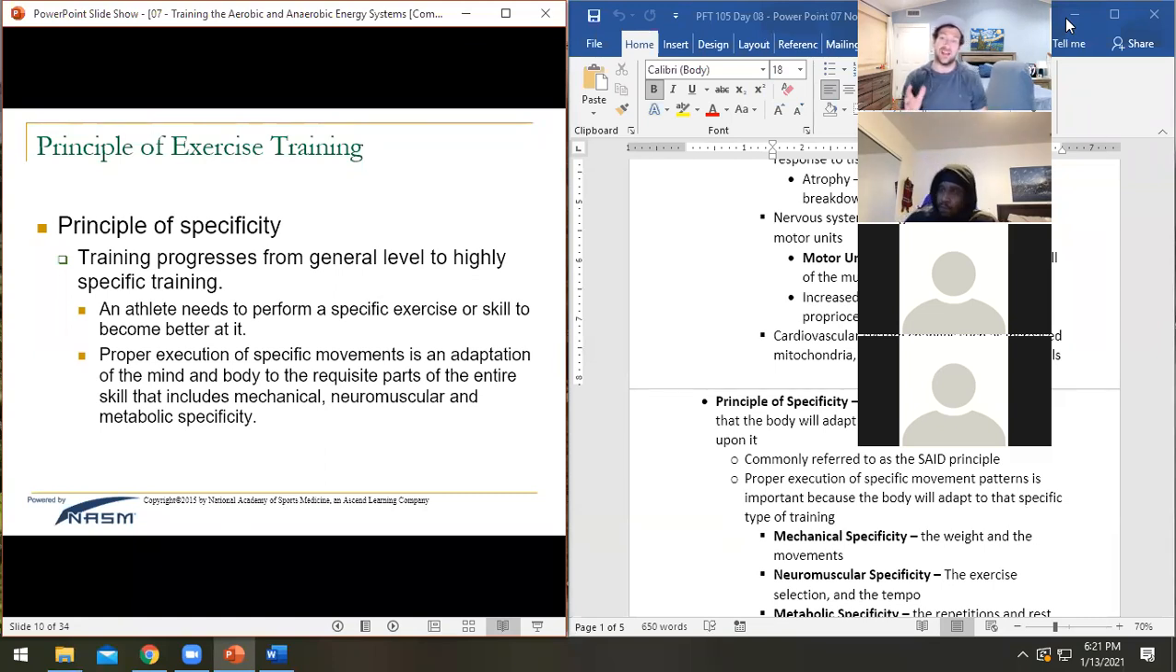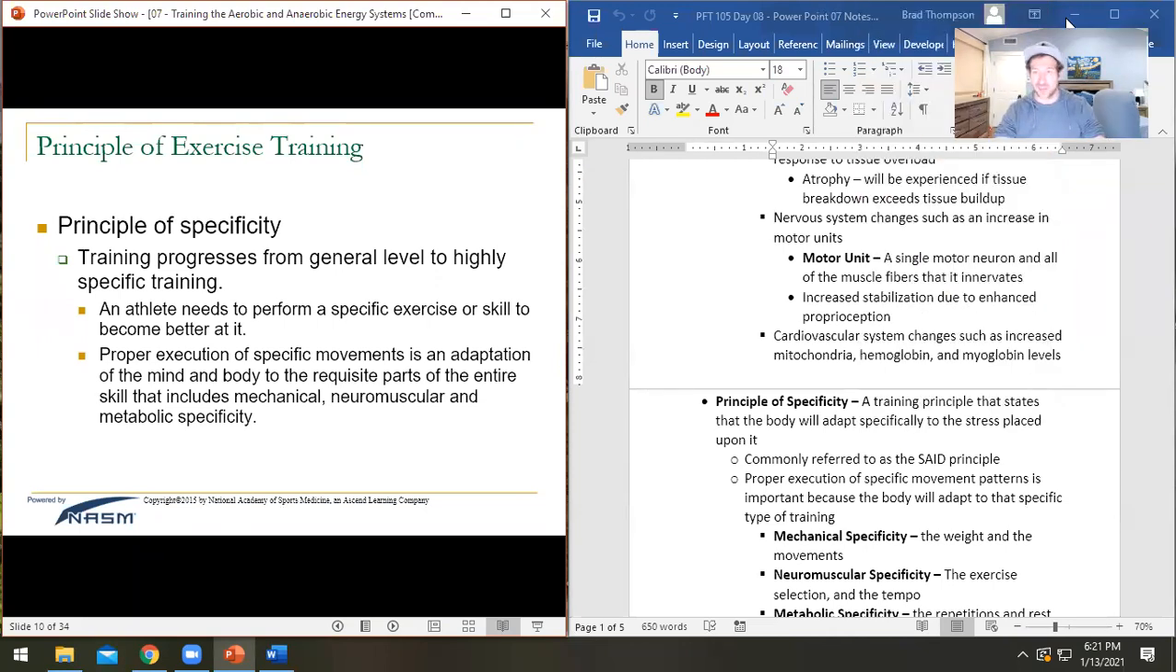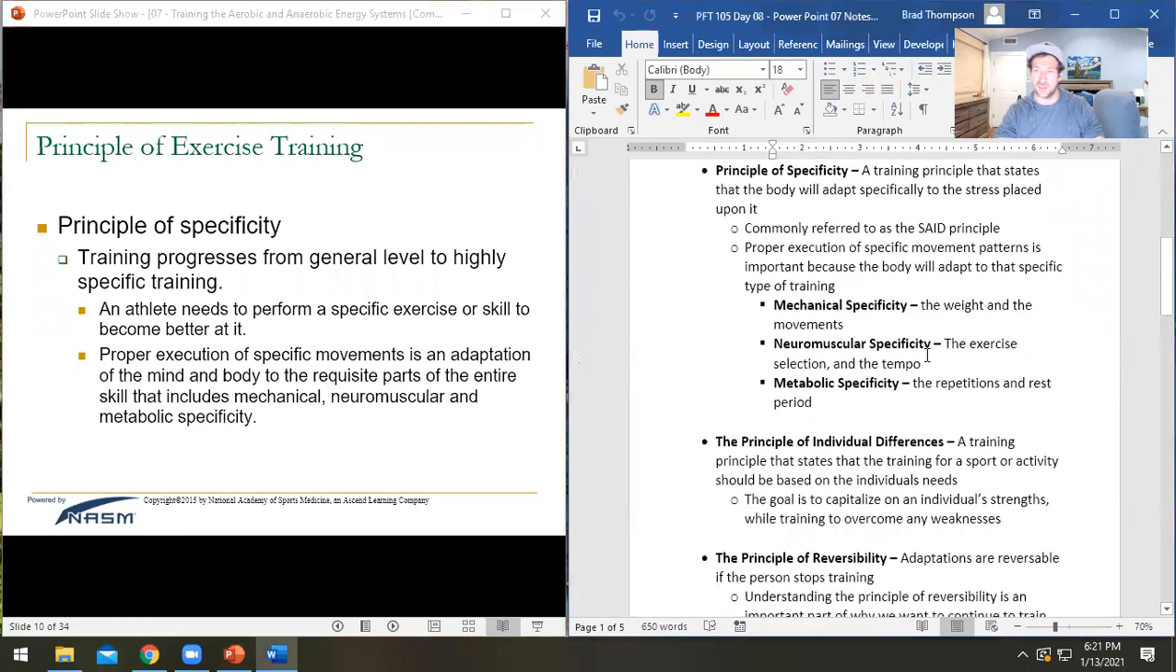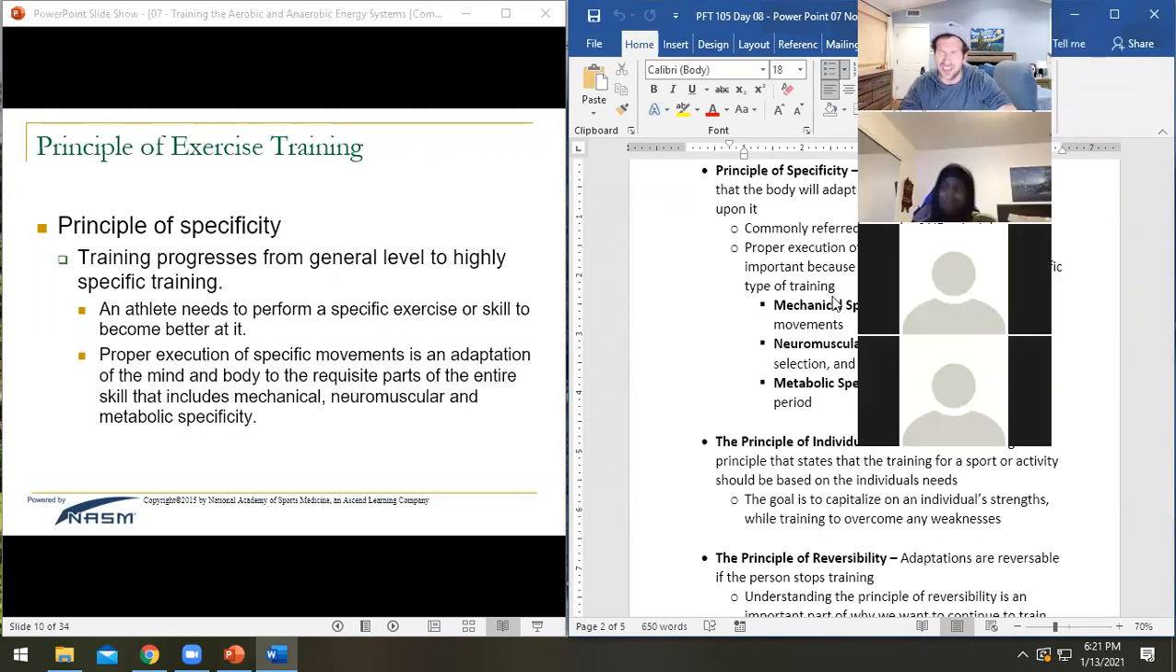It is all about what you are willing to train for and what you are willing to reach adaptation for. And that is where we move into our next principle, which is the principle of specificity. This is a training principle that states the body will adapt specifically to the demands that you place upon it. You sit on the couch all day, guess what? You are going to be an Olympian couch sitter.